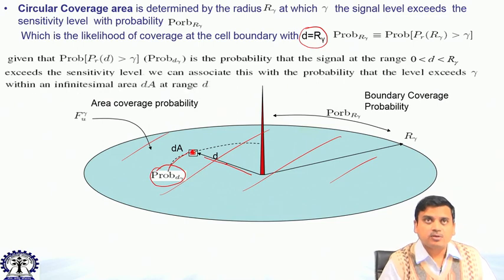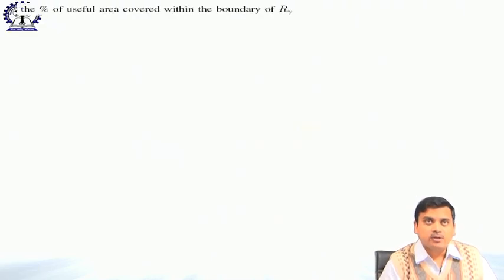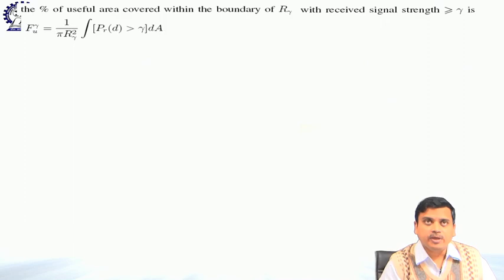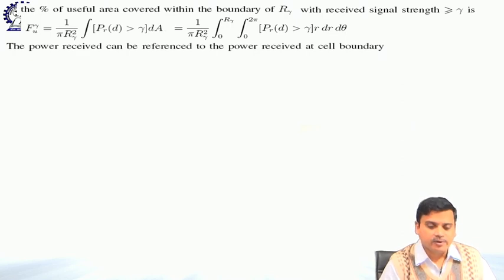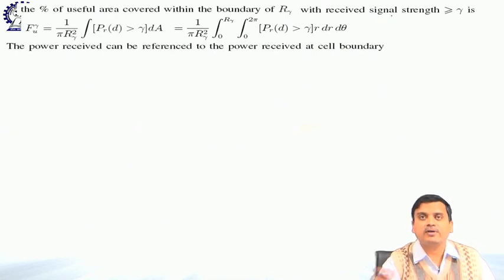All right. So, moving ahead now. The percentage useful area is simply the area averaged probability of coverage that one can calculate, and to do that it is sometimes essential to translate the expressions in terms of received signal strength at the cell boundary or the cell edge. Then things become easier, because through the path loss model one can easily calculate the average received signal strength at the cell edge, and from that one can do all the calculations.